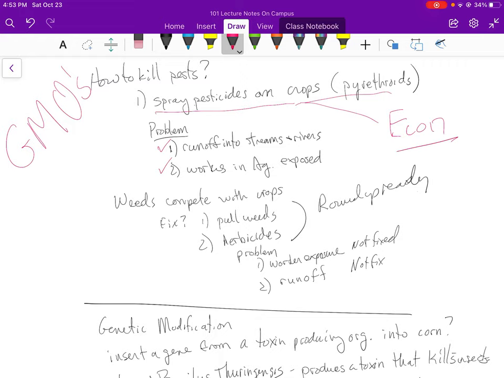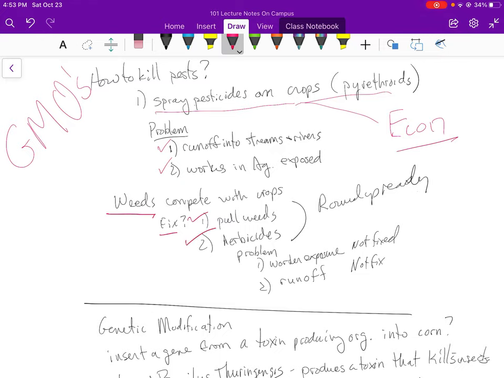The second big problem is weeds. Weeds compete with crops. Weeds actually grow in there between all the corn plants and whatever plants you've got, and you've got to get rid of them, but because they compete with your plants, they reduce the output, they reduce the growth. So there are some fixes, right? You could pull the weeds. That's a lot of human labor.